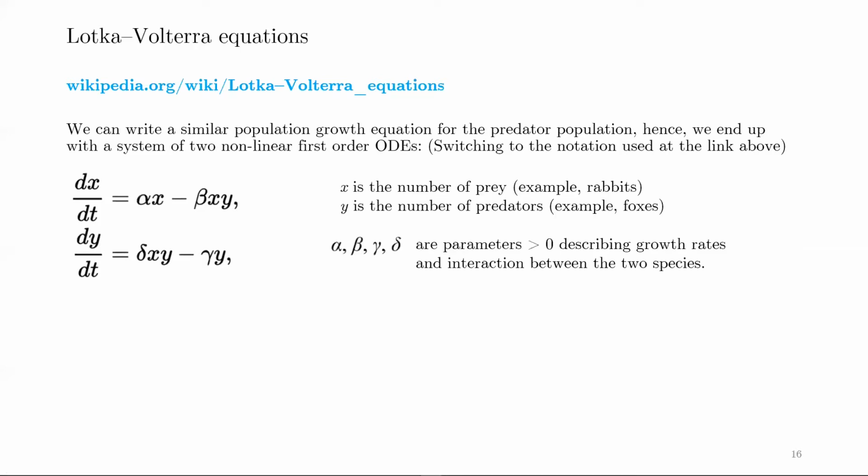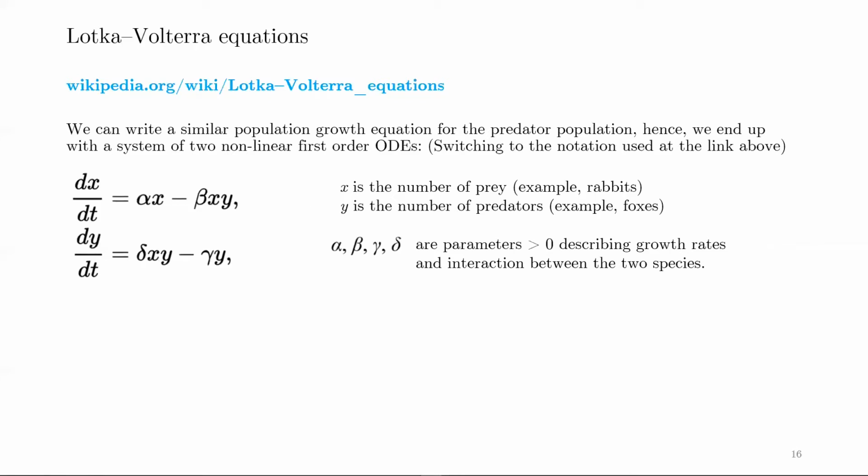predators rather. And then these other two parameters, beta and delta, are just parameters associated with the interaction between the two species. Okay, so we get a system of nonlinear equations. Nonlinear because we have the x times the y in both these terms here, and these equations are coupled. We have to solve them together.